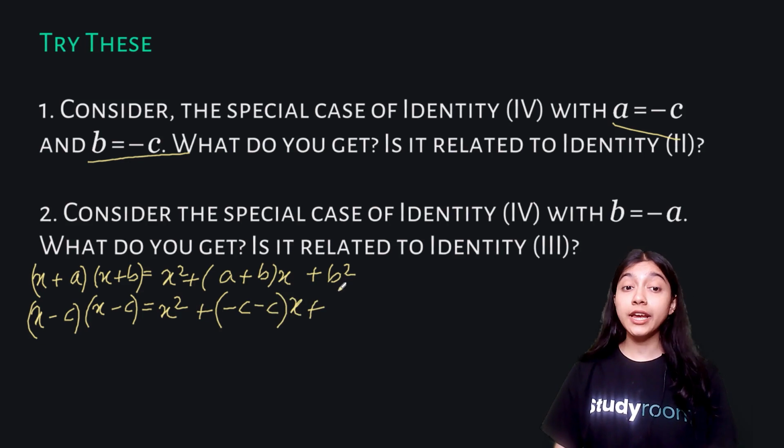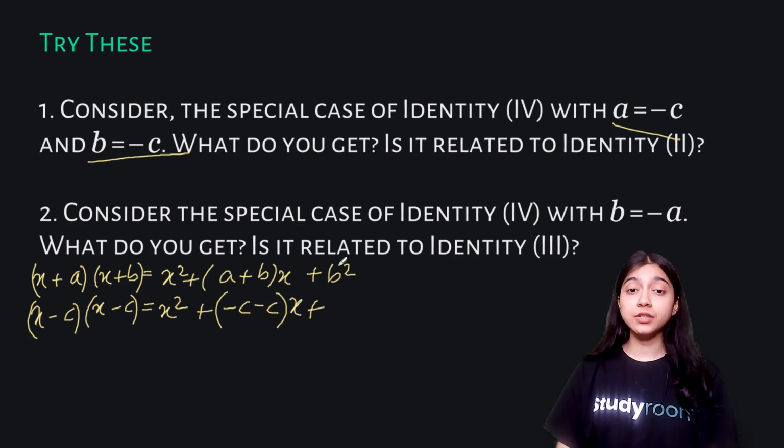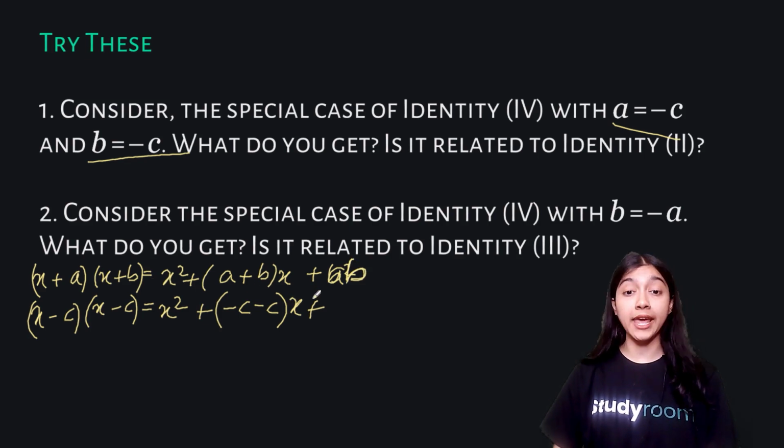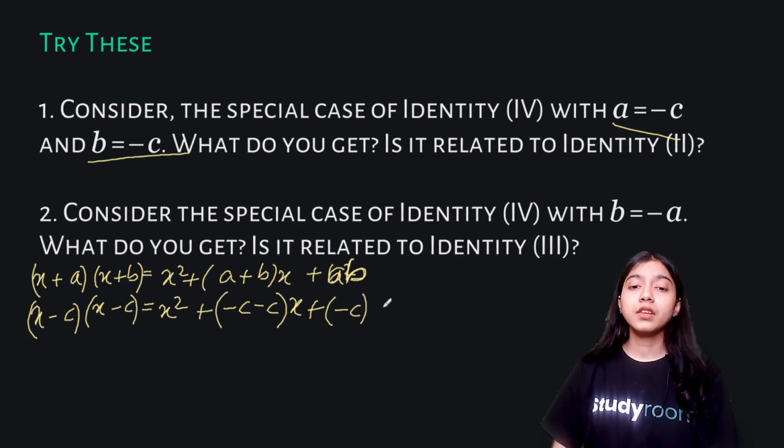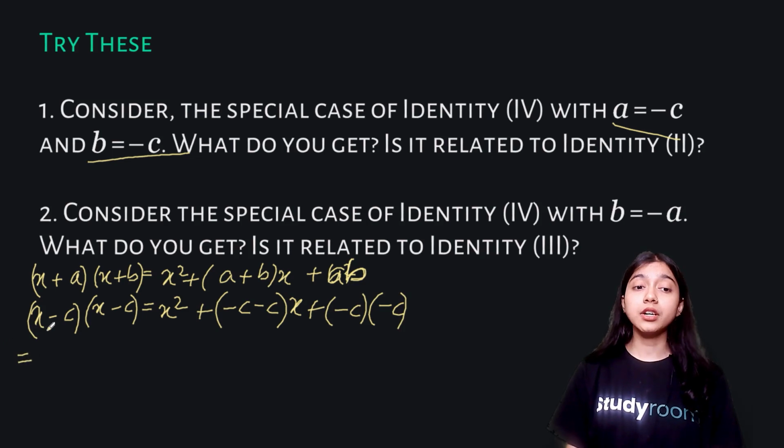Now, just look at over here. In place of b square, in this identity we have a multiplied with b. That is x plus a, x plus b gives us x square plus a plus b into x plus of ab. This was identity 4. So in this place ab we have to put minus c and minus c. So we'll put minus c multiplied with minus of c. Now over here x minus c and x minus c gives us x minus c whole square.